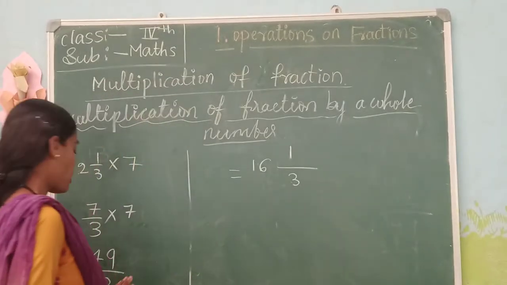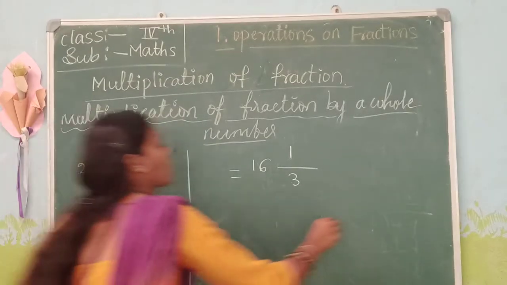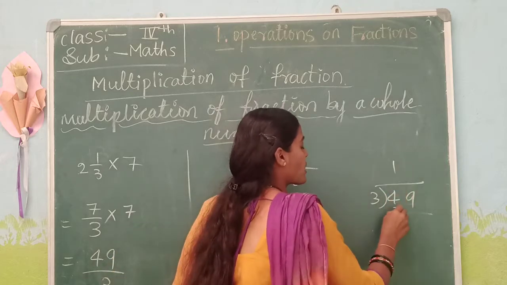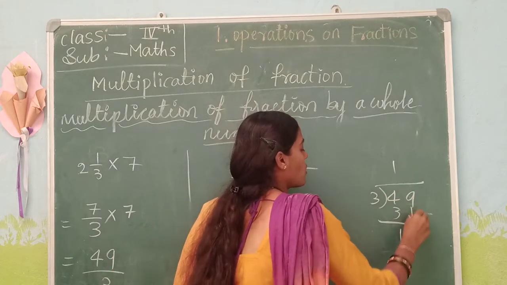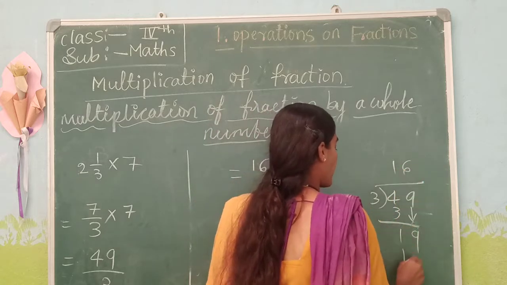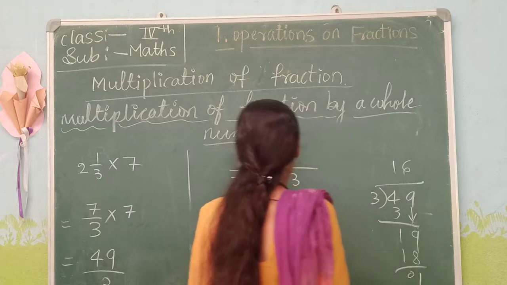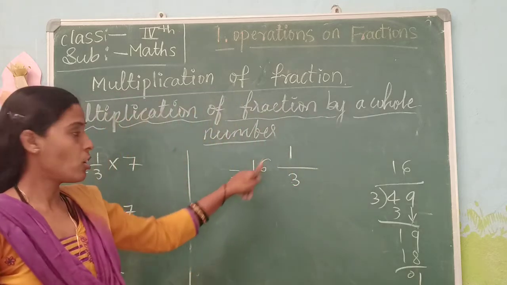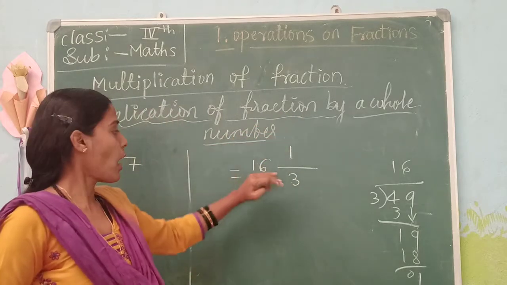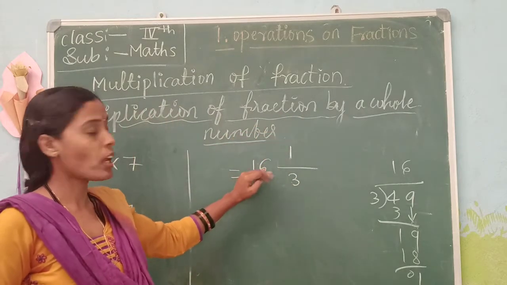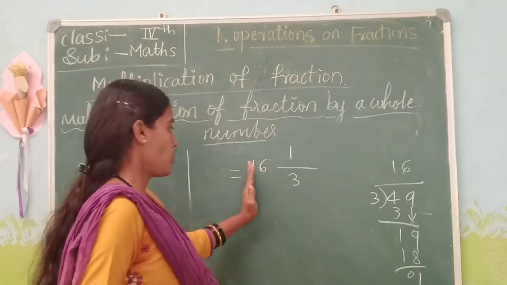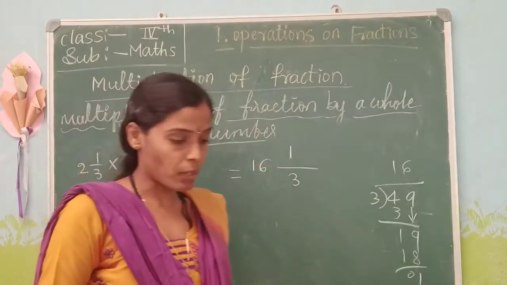Okay. You do it into the division sum. Here 49 divided by 3: 3 1s are 3, okay, 1 remains. Bring down 9, it becomes 19. 3 6s are 18. Okay, 1 is the remainder. So 16 of 1 by 3. The 1 remainder we write in the numerator place, and the quotient is the whole part. Now 3 is the denominator as well as the divisor. So the answer is 16 of 1 by 3.